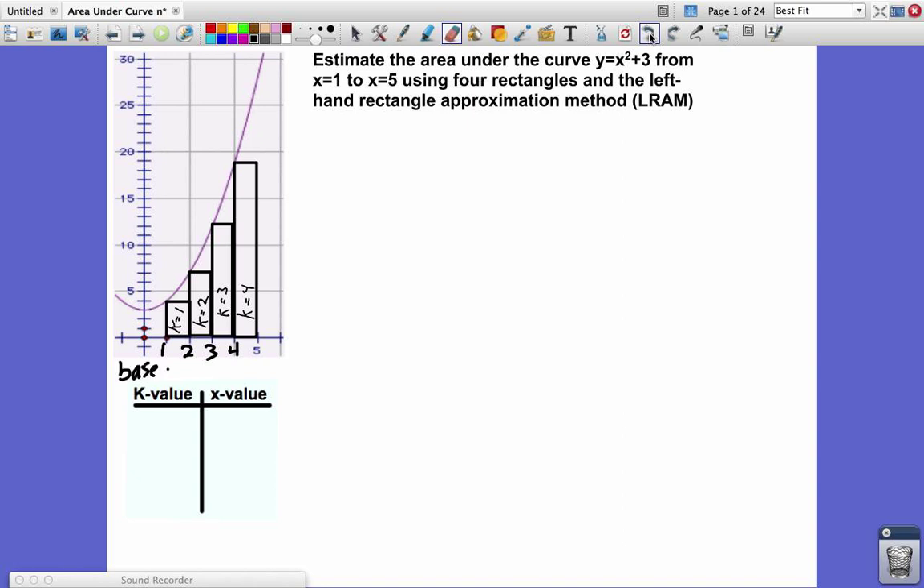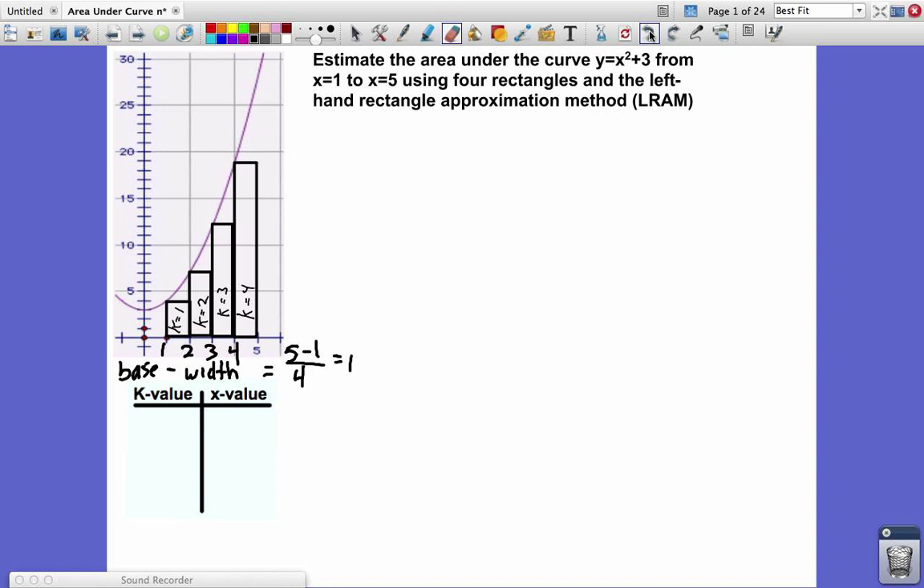The next thing we want to do is calculate the base, or the width, of the rectangle. In order to do so, take the highest value in the interval, subtract the lowest value, in this case 5 minus 1, which equals 4, and then divide it by the number of rectangles, which is 4. So the width of each rectangle is 1.